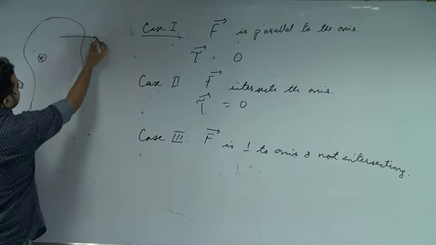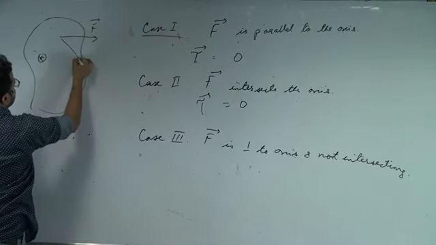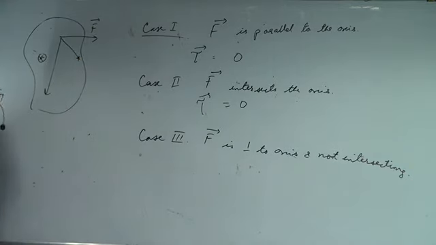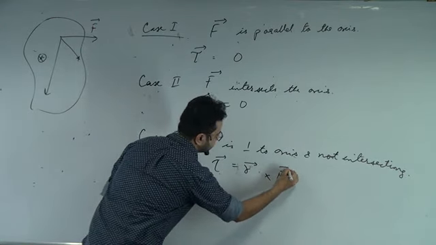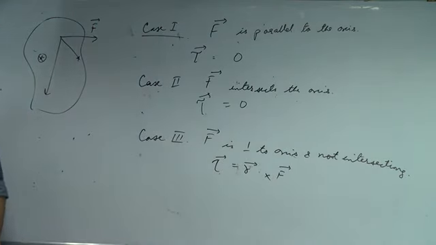So your force could be something like this, or like this, or like this. You get it? Now this is the usual case, what we have seen already. In this case, how would you find the torque? Simple, r cross F. So tau is equal to r cross F. That is the most general case we're going to come across. Clear?